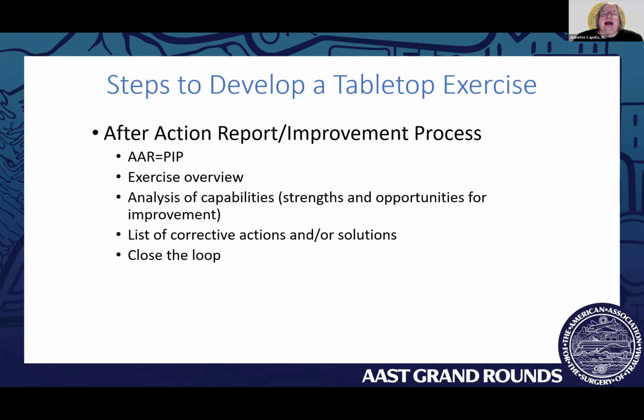Then figure out corrective actions or solutions to what came up during the exercise, and then close the loop. That means follow-up: testing whatever actions or solutions you decided on. And that's where your emergency manager can really help with closing the loop and the ongoing process that exercises should be part of.